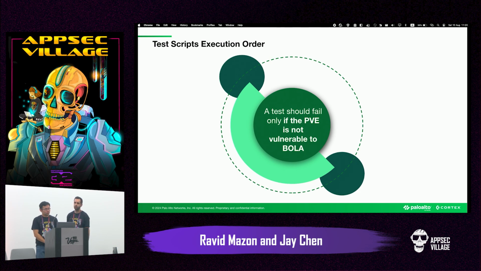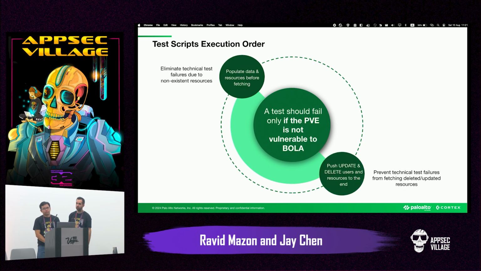So we have an execution order, and our main goal is to avoid any chance that a test would fail due to technical reasons. So we want the test to fail only if the PVE is not vulnerable to BOLA, as should be. So we will first run the tests that populate data and resources to the application before we can fetch them.